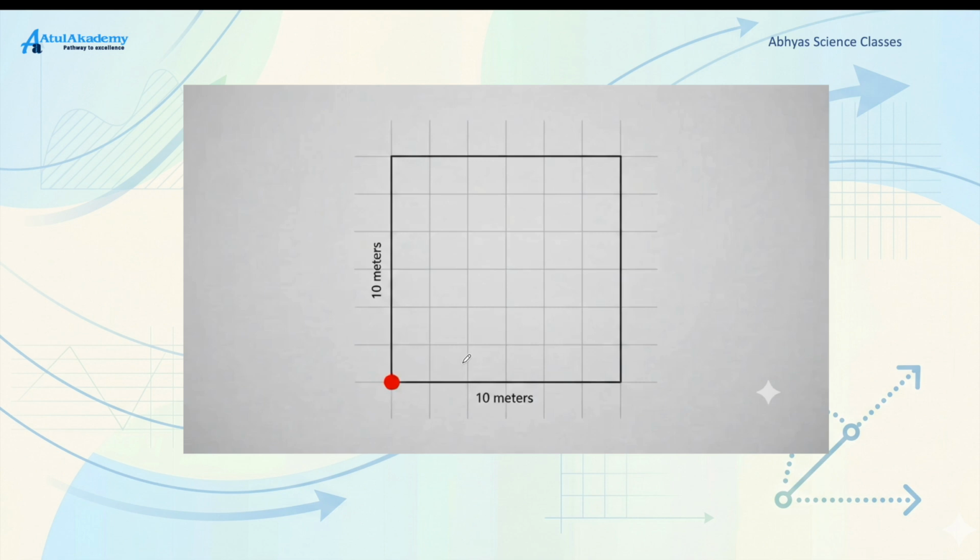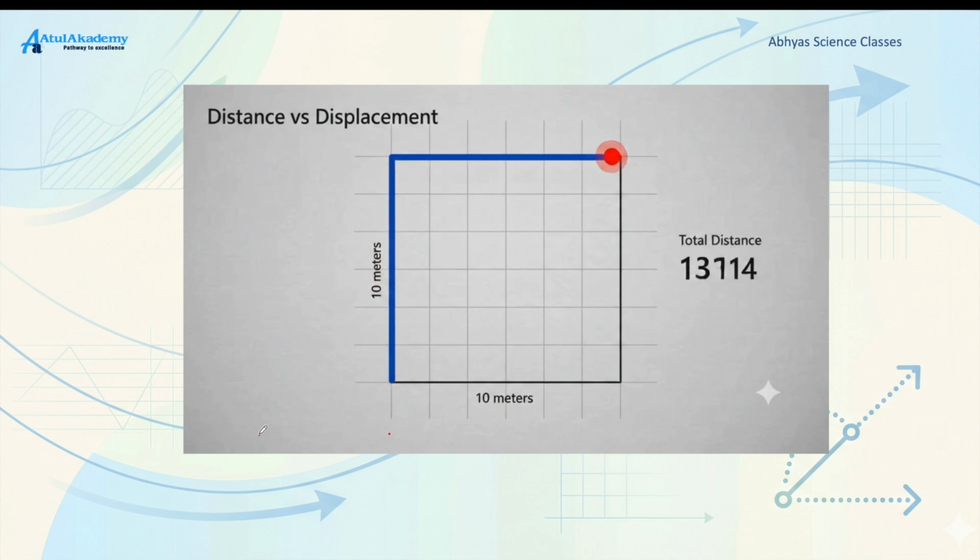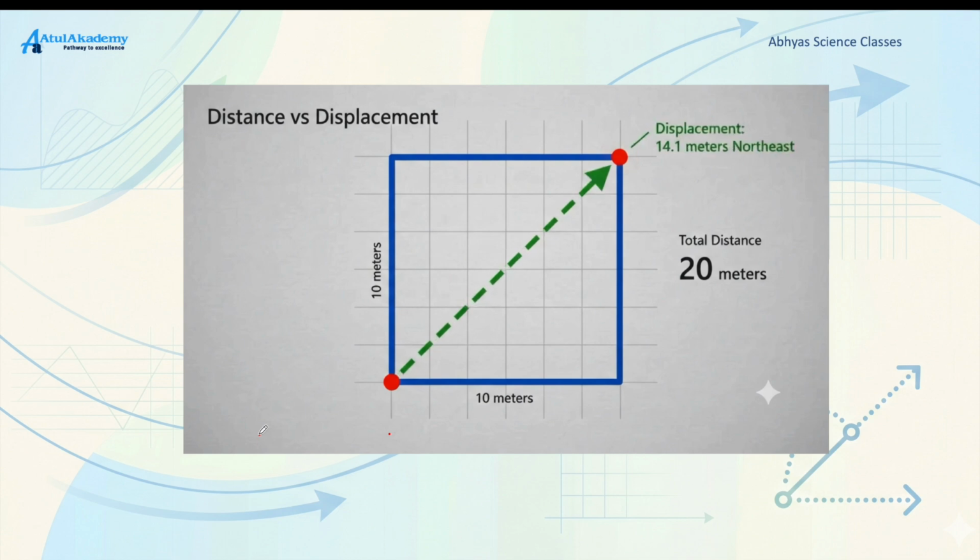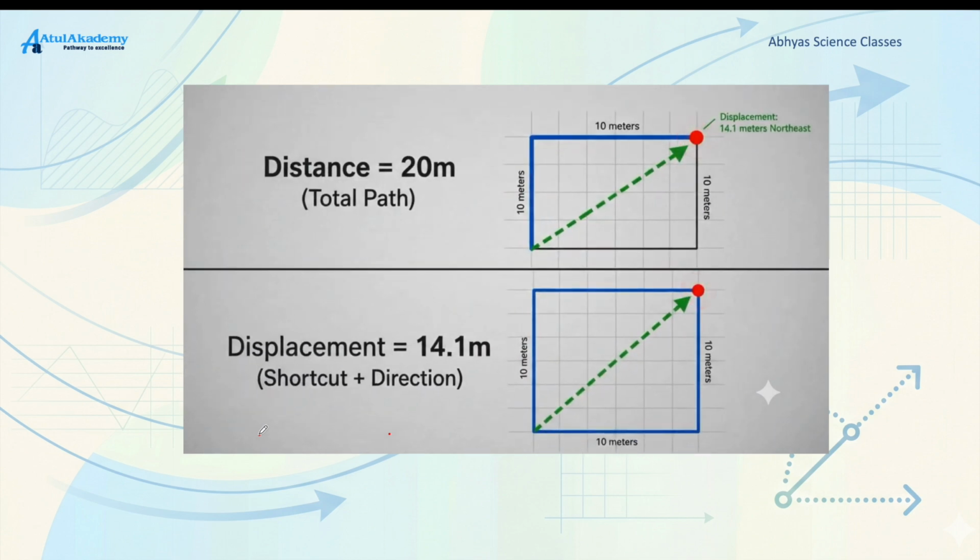Now let's watch this video, which will talk about the difference between distance and displacement. Distance versus displacement. Walk two sides of a 10-meter square. Your distance covered is 20 meters. But displacement is the direct shortcut. So here, if you see the distance from this point to this point, 10 plus 10, it's only 20 meter. And the shortest distance, let me name it as A to B. If it is A to B, that shortest distance is the displacement.